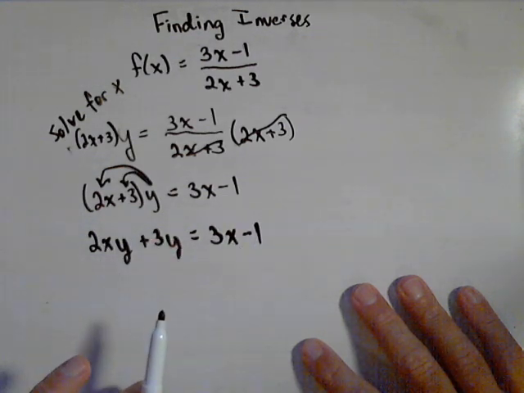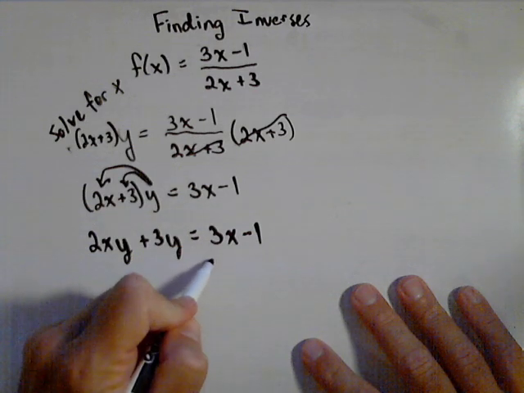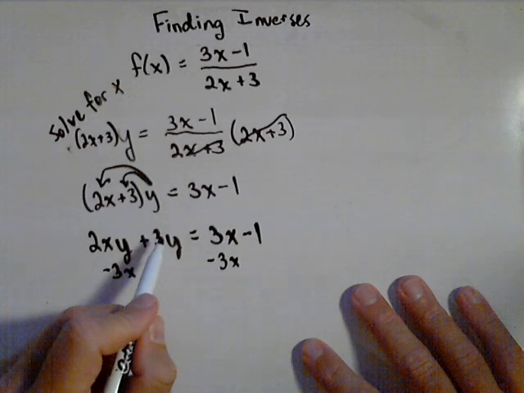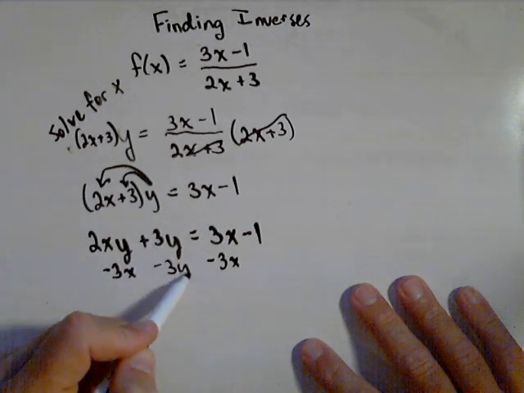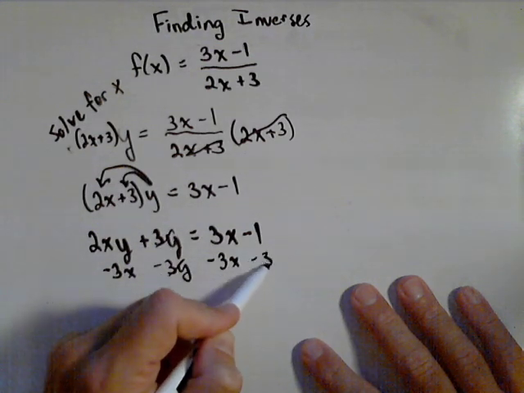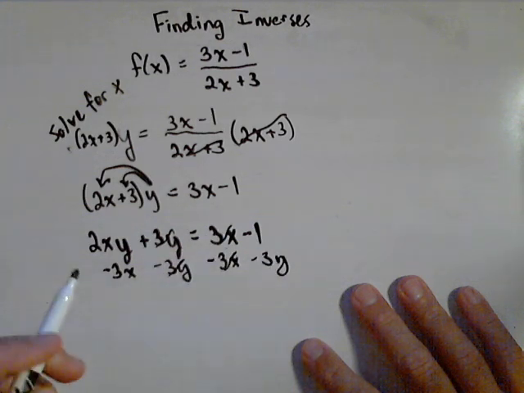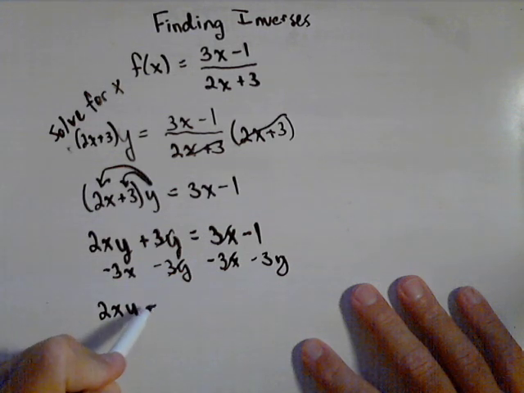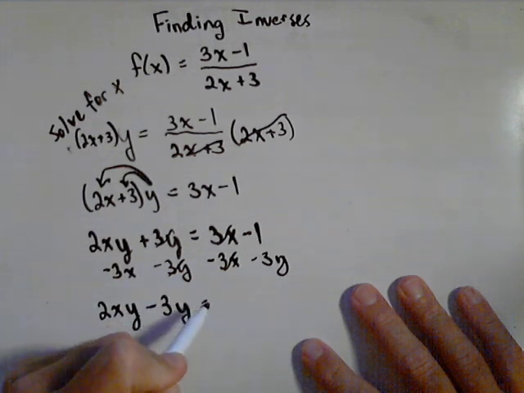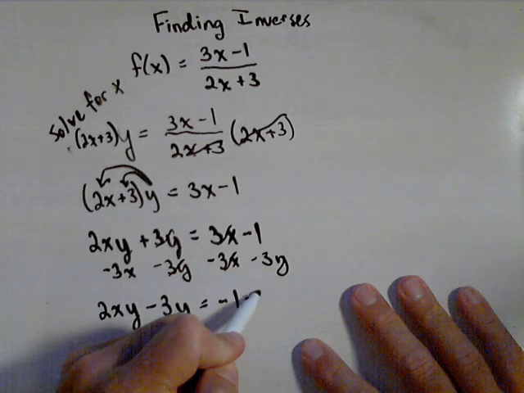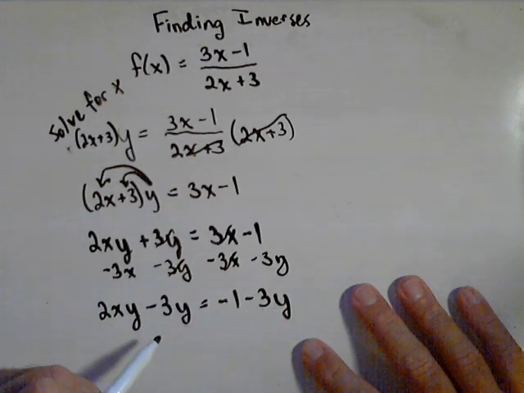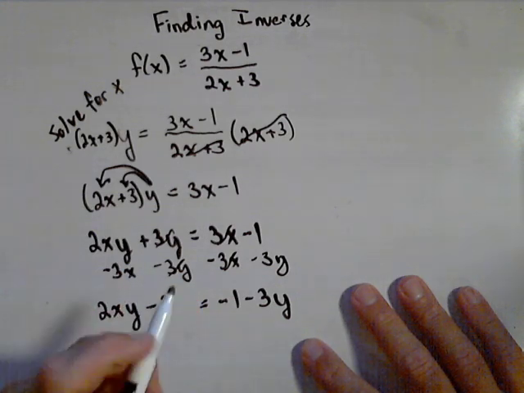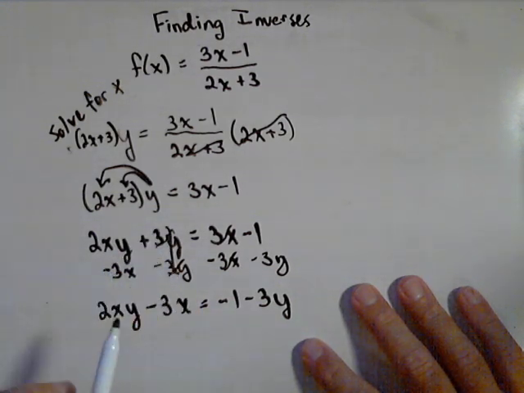Now I can move all the terms around. So I'm going to put both terms with x on the left hand side, so I'm going to subtract 3x off of both sides. And anything without an x I'm going to put on the other side, so minus 3y. So I have 2xy minus 3y equals negative 1 minus 3y. Excuse me, that should be minus 3x; our 3y's canceled.